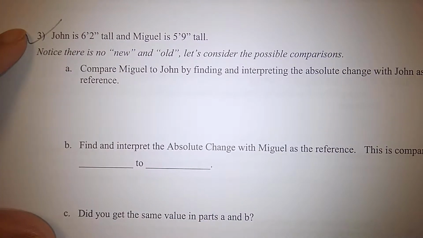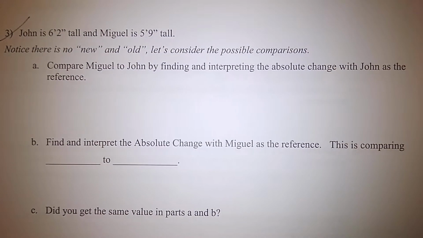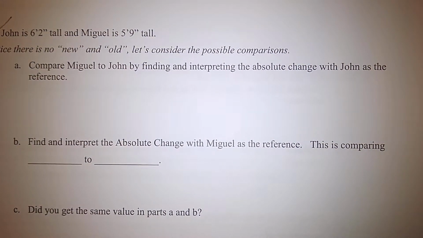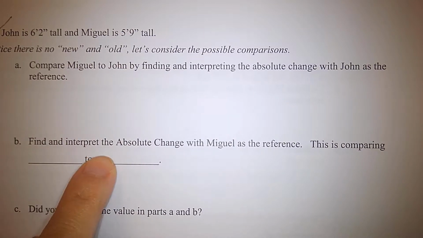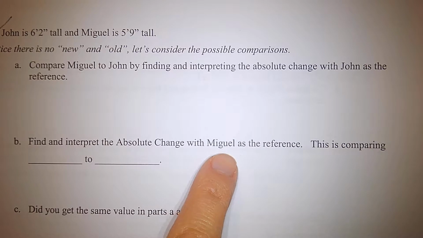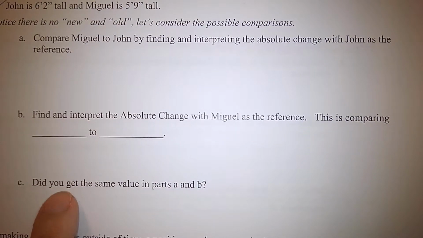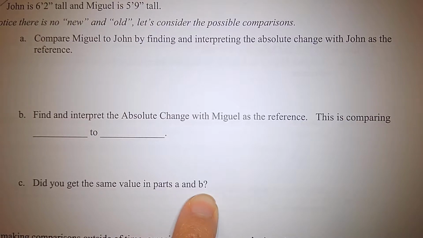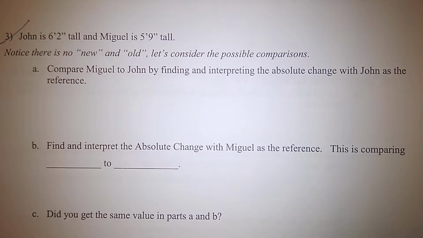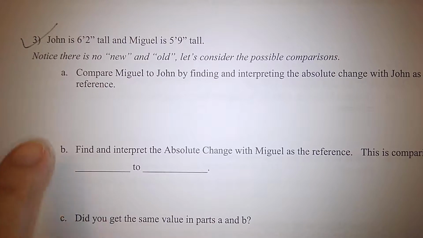John is 6'2", and Miguel is 5'9". Notice there is no new and old. Let's consider the possible comparisons. A: Compare Miguel to John by finding and interpreting the absolute change with John as the reference. B: Find and interpret the absolute change with Miguel as the reference. C: Do you get the same value in parts A and B? Okay, very good, thanks. So let's work on this question 3.